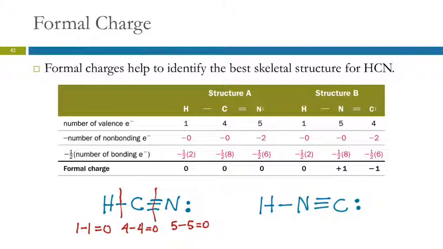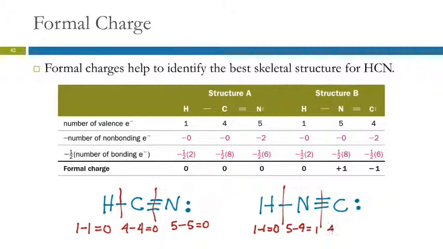Let's look at this other one. Again, we're going to just cut the bonds in the middle, split everything up evenly. Well, hydrogen brought 1 and it's leaving with 1 is 0. Hydrogen is always 0, so you can just ignore him, because he always has 1 bond, always has a 0 formal charge. Nitrogen brought 5 electrons in. And how many is it leaving with? 4. Right? So that's a +1 formal charge.